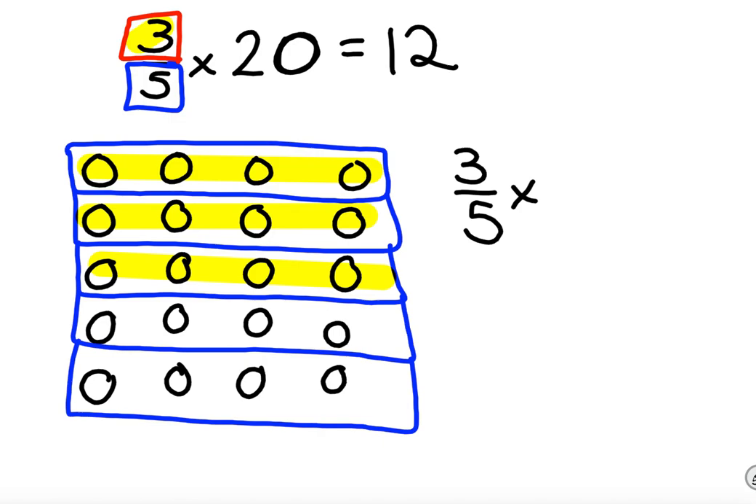How do we turn 20 into a fraction, Reed? By putting 1 under it. We'll put a 1 under it. And now we're multiplying across, right? What's 3 times 20? Emily? 60. And 5 times 1 is?